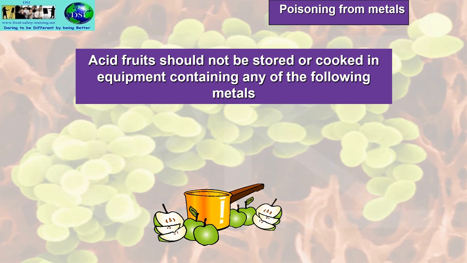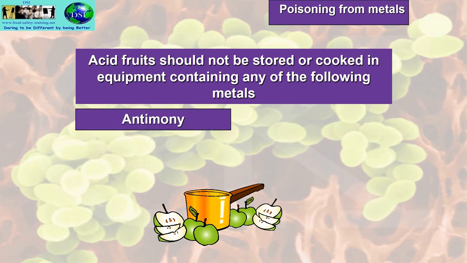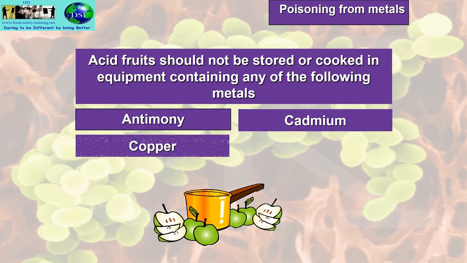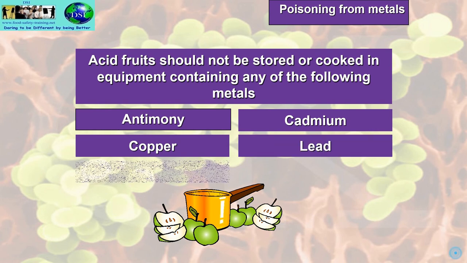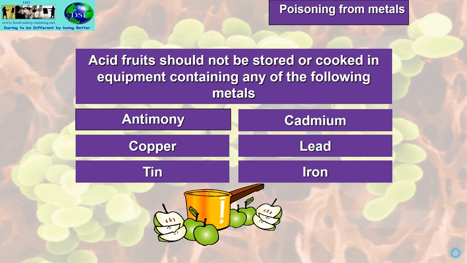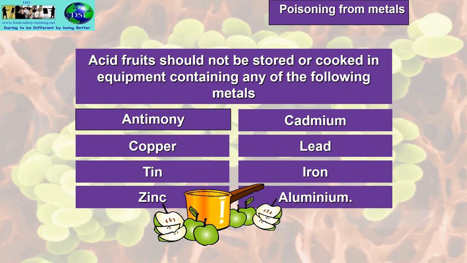Poison from metals. Acid fruit should not be stored or cooked in equipment containing any of the following metals: antimony, cadmium, copper, lead, tin, iron, zinc, aluminium. That is a bit of a bummer, really, with aluminium, because this is the main metal in the catering industry we use our pots and pans made of. It's got good thermal properties, it's light, it's very robust. But really, this only affects acid fruits.